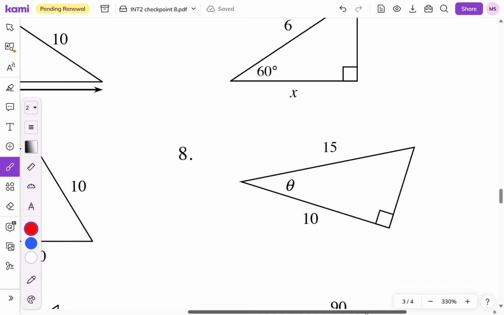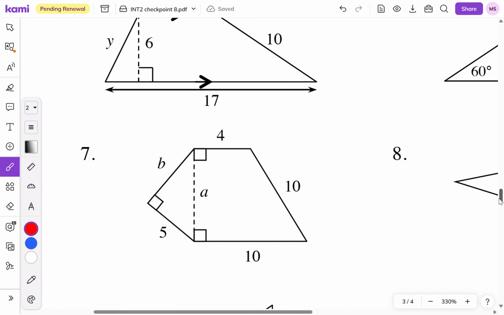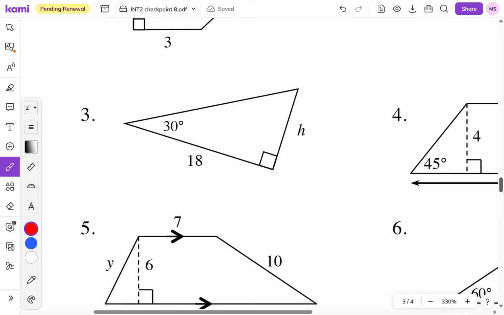Oop. And again, well, not yet. You have to see the problem first. Okay, pause the video, try it yourself, and then listen to the explanation. And we're back. So this is a 30, 60, 90 triangle.